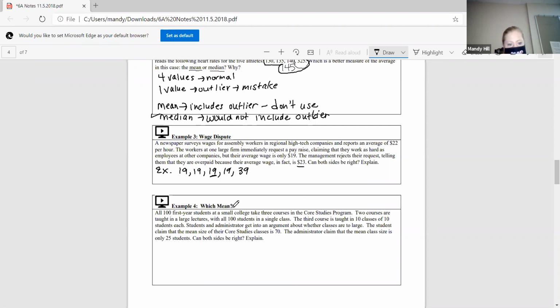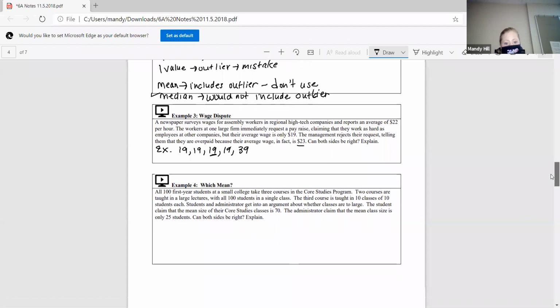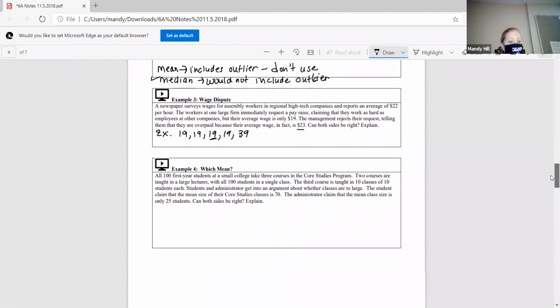All 100 first-year students at a small college take 3 courses in the core studies program. 2 courses are taught in large lectures with 100 students in a class. The third course is taught in 10 classes of 10 students. Students and administrators get into an argument about whether classes are too large. The students claim that the mean size of their core studies classes is 70, and the administrators claim that the size is 25 students. Can both sides be right?